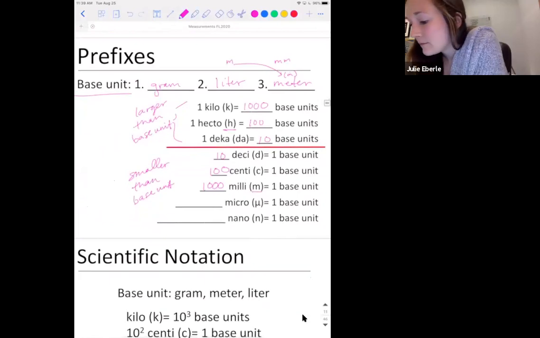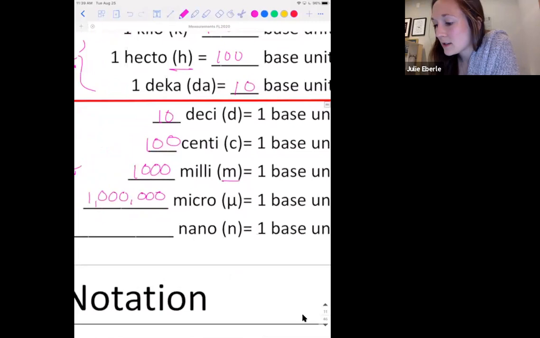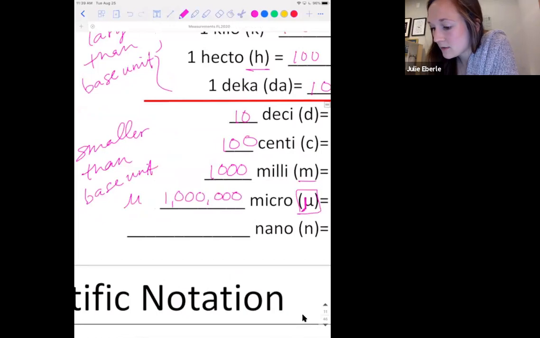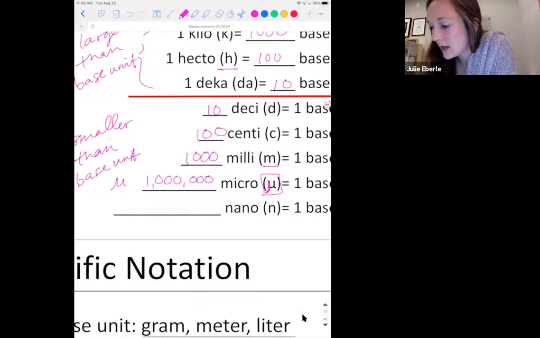Micro, there's 1,000,000 micros in a base unit. And let me point out this abbreviation because it's definitely the different one, okay? It is a U, but do not forget this front little tail, okay? So it looks like this. So that's the abbreviation for micro. If you just write U, that's incorrect.